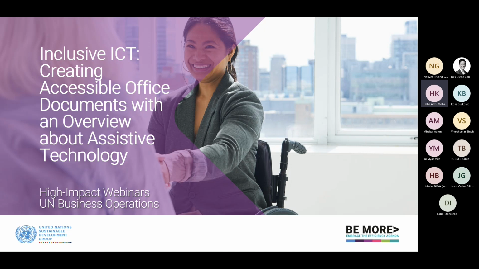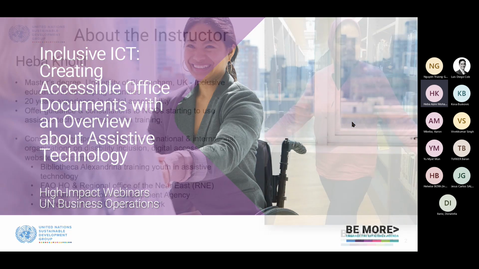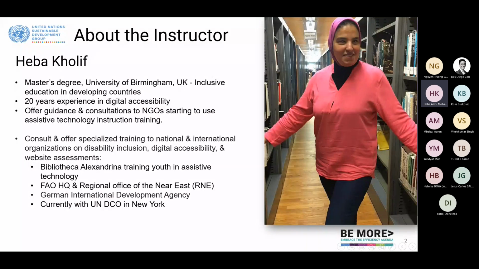So I want to give you a little introduction about myself. My name is Heba Khalif. I am based in Alexandria, Egypt. I'm a person with visual impairment myself, so I'm an assistive technology user, screen reader user. I have a master's degree from the University of Birmingham in inclusive education, and I've worked for 20 years in the field of digital accessibility, website assessment, and disability inclusion.